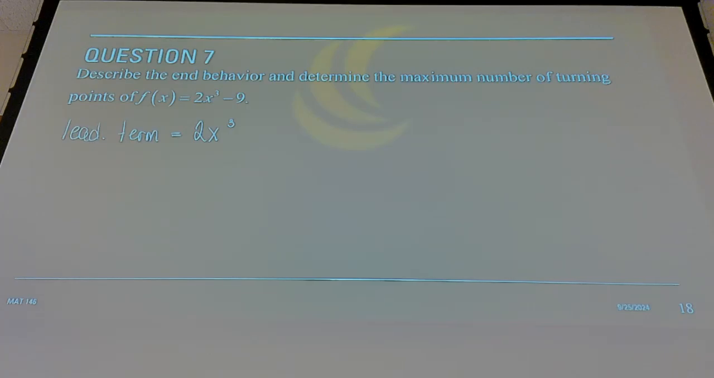Leading term is 2x cubed. Remember, the end behavior of a polynomial is determined by the leading term. We now have a power function, 2x cubed. What is the coefficient of the power function?